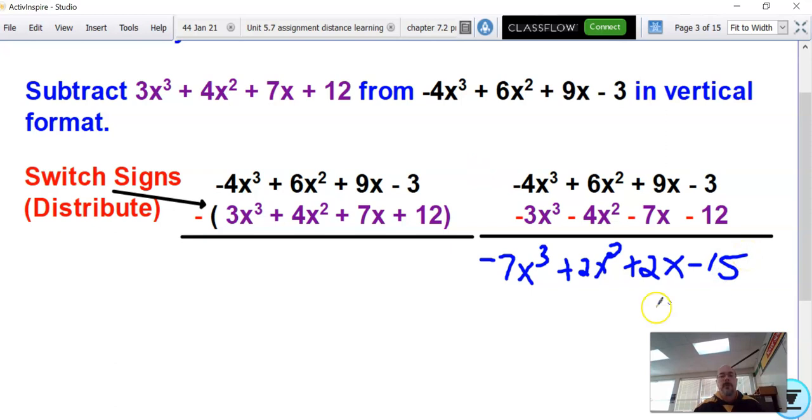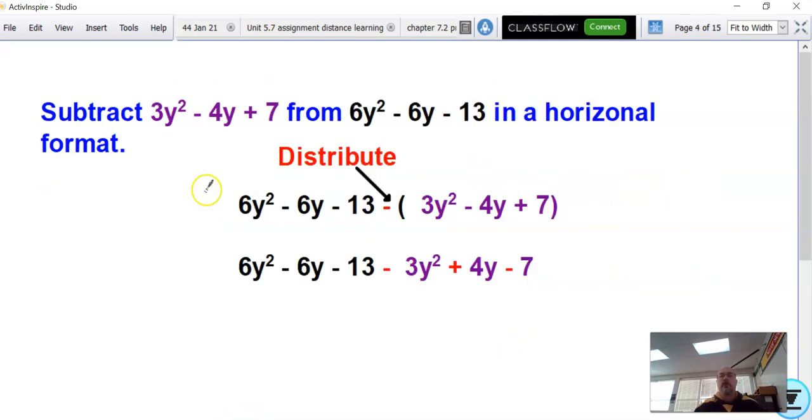All right. Now, if you do it horizontally, okay, notice right here, ladies and gentlemen, that little arrow is pointing to that minus sign. You have to distribute that through. So notice what it does here. This is now a minus 3y squared. This becomes a plus 4y, and this becomes a minus 7. All right, so basically switch all the signs that are behind it.